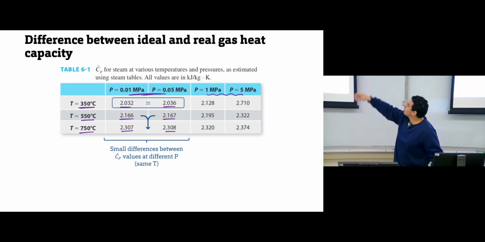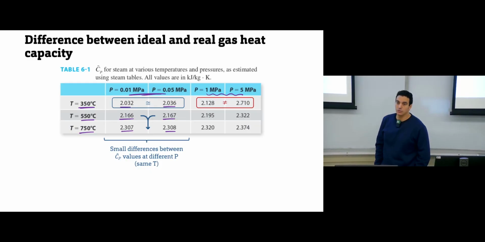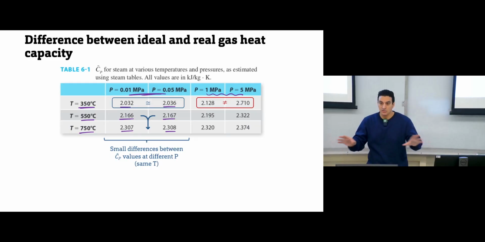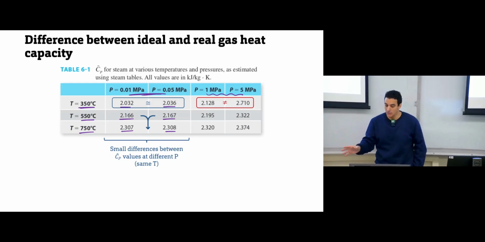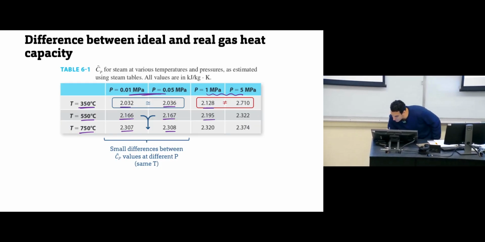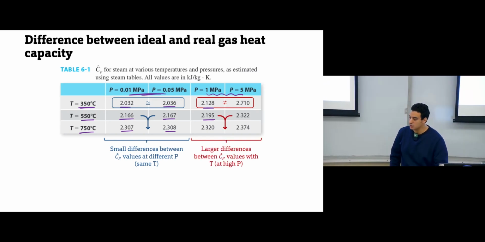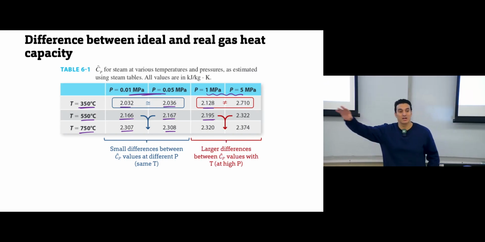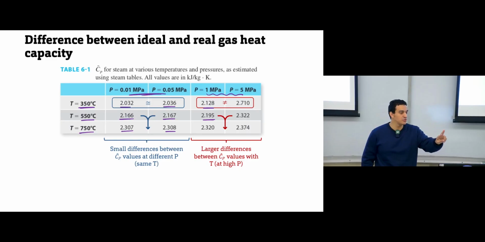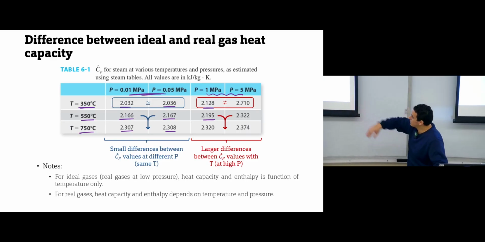But if we go to the high pressure values, 1 megapascal and 5 megapascal, and take the first temperature, 350: at 1 megapascal, Cp is 2.12, and at 5 megapascal, it's 2.7. So now we have a difference. The pressure is affecting the value of Cp. If you compare Cp at different temperatures as well, we still have changes in Cp with pressure and with temperature, so a large difference is happening. This is why at high pressure, both pressure and temperature affect the heat capacity. So far it's clear? And these are the 3 notes we mentioned.